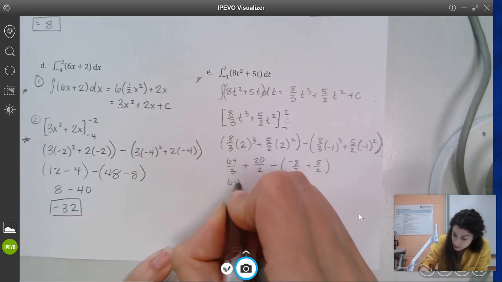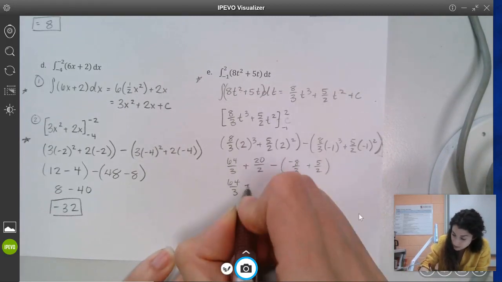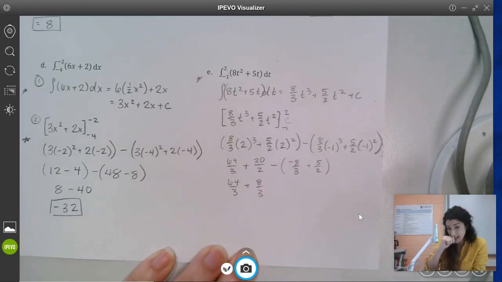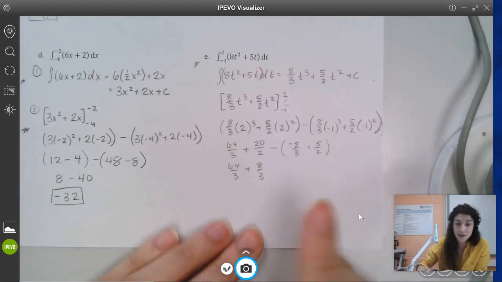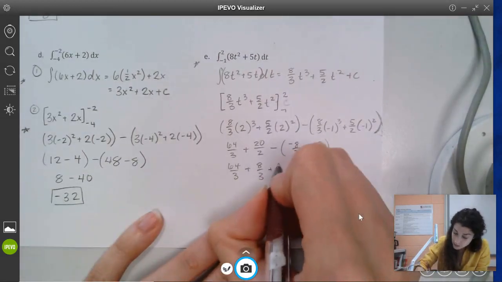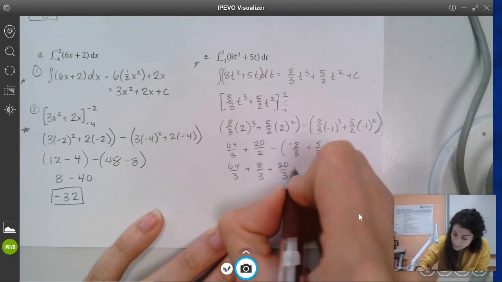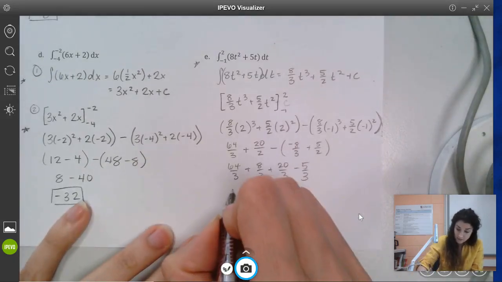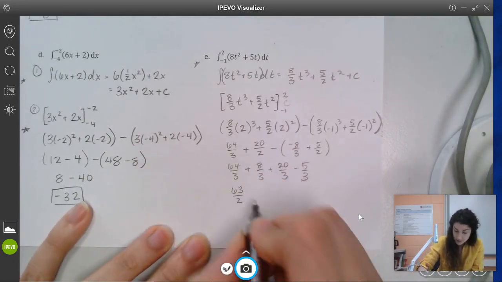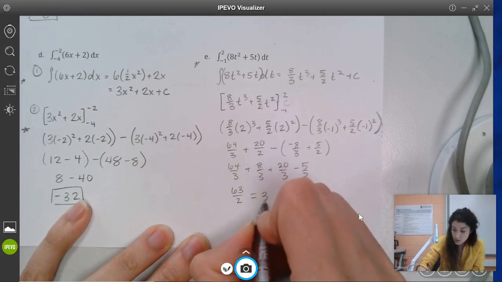Which means I get 64 thirds plus 8 thirds, right? Distributing that negative would make it plus, and then I put it with a common denominator. You could also not do this by hand and just plug this straight into your calculator. Plus 20 thirds minus 5 thirds. You put this all together and you get 63 halves, which is equal to the decimal 31.5.